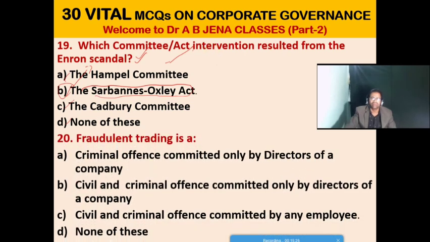So next MCQ, fraudulent trading, that is the illegal, unethical trading, is what? A. It's a criminal offense committed only by directors of a company. B. It's a civil and criminal offense committed only by the directors of a company. C. It's a civil and criminal offense committed by any employee. D. None of these. So here C is the right option for this MCQ. Fraudulent trading is a civil and criminal offense committed by any employee of the company or the organization. So C is the right option for this MCQ.